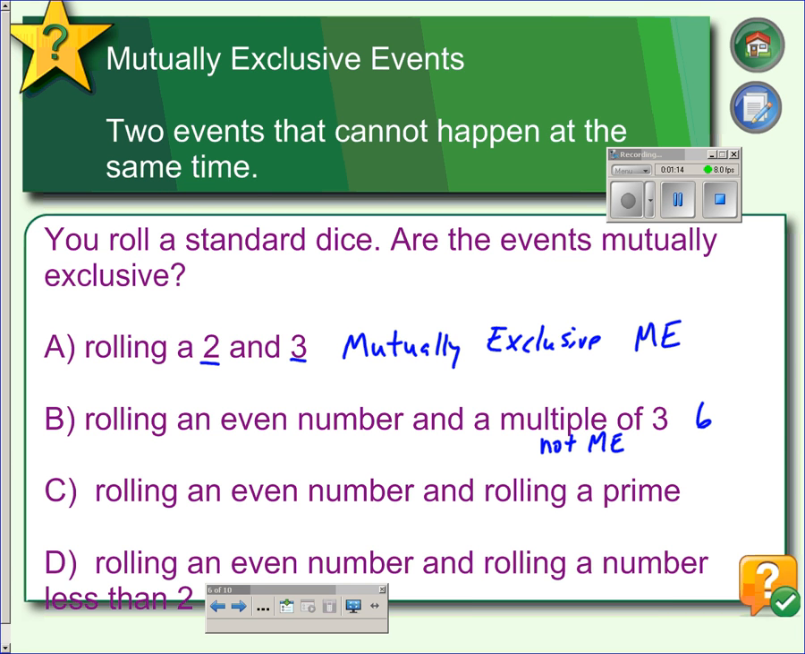Example C, rolling an even number and rolling a prime. The number 2 is even and prime. So these events also are not mutually exclusive. D, rolling an even number and rolling a number less than 2. Now these events are mutually exclusive because the only number less than 2 is 1 and 1 is not even.